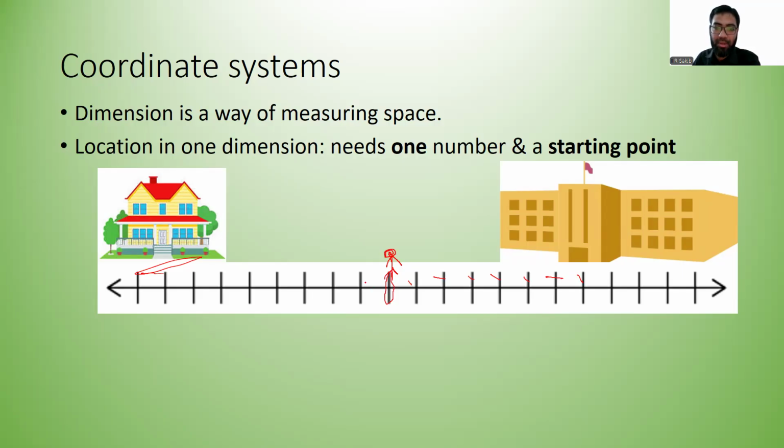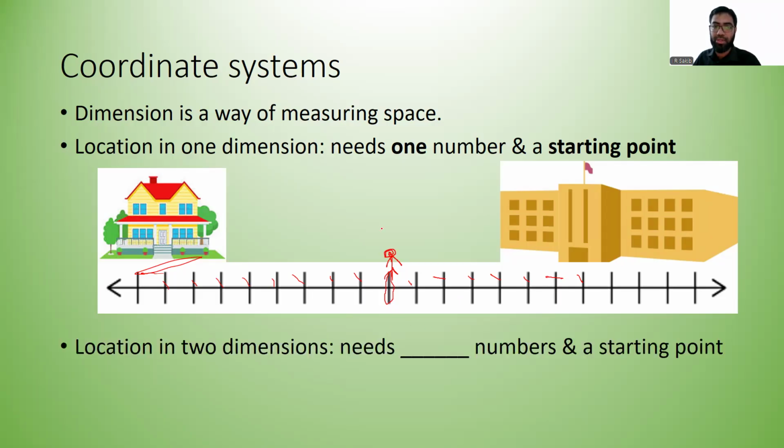And again, similarly, if we start from here, then we can say that my home is 1, 2, 3, 4, 5, 6, 7, 8 units from my reference point or my starting point. But here it is one dimension. Why is it one dimension? Because we are moving in just one direction. We are either moving to the left or the right. Okay.